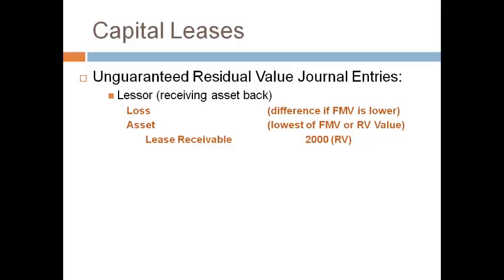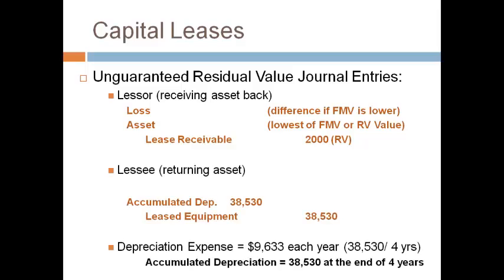If the fair market value is lower than the residual value, the lessor records a loss. The lessee is not required to make up the difference. The lessee records the return of the asset. The asset is removed at the original cost, and the total accumulated depreciation is also removed. Total accumulated depreciation will be equal to the cost.